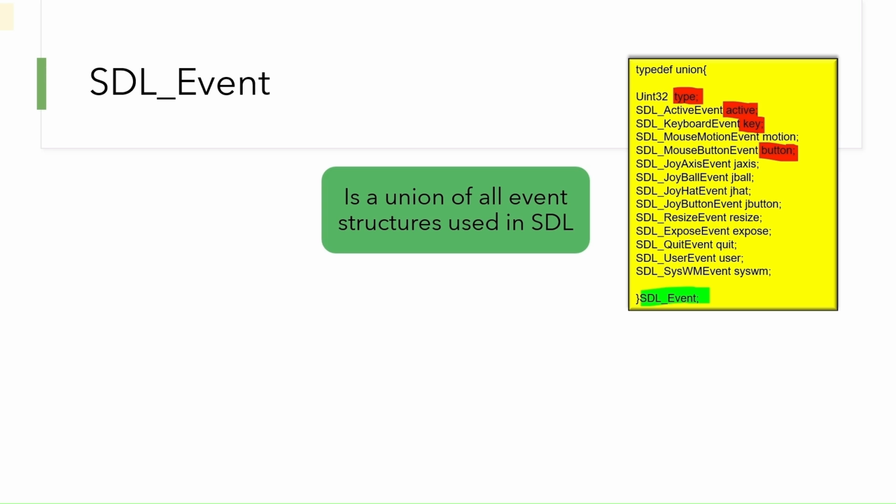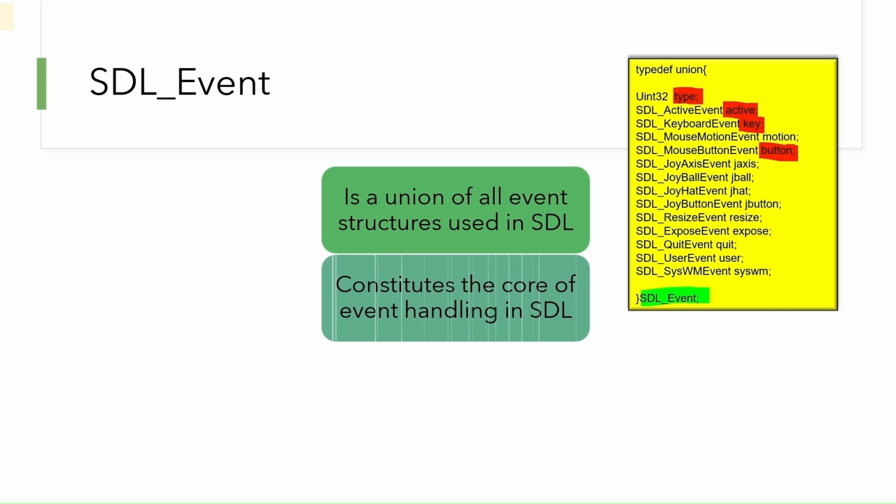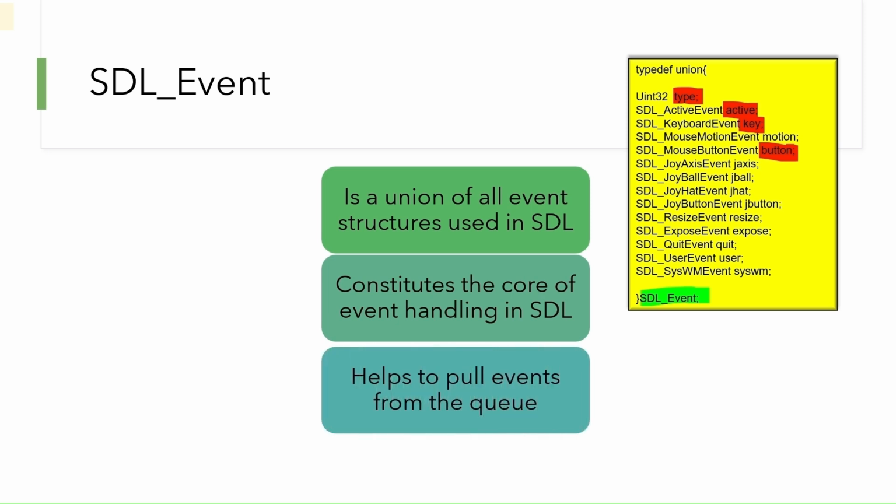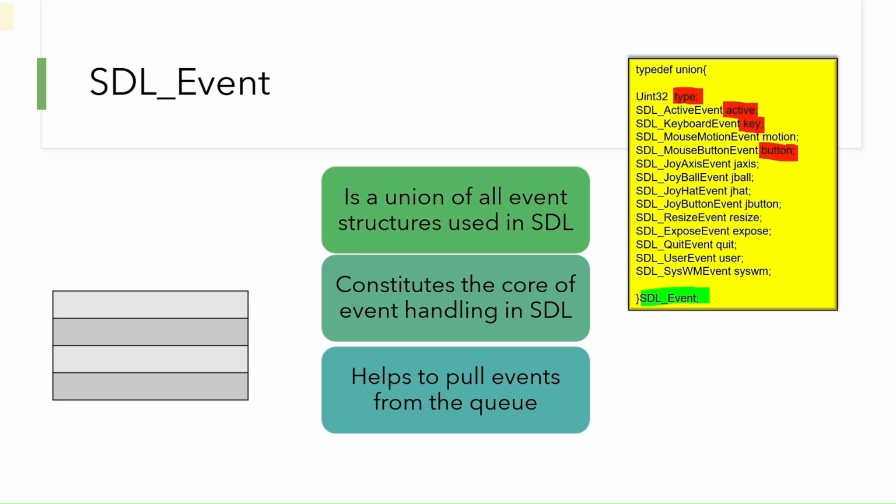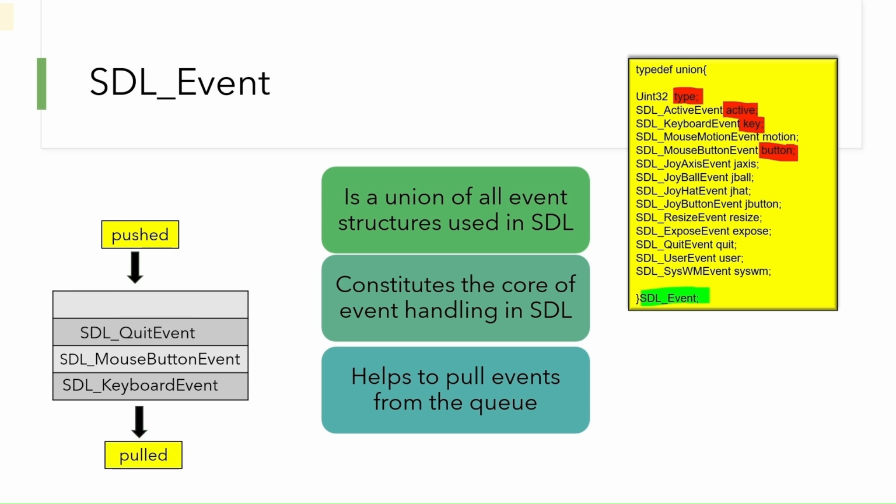Now, because SDL event encompasses all events defined in the library, it is considered to be the core of event handling in this SDL library. In fact, it is SDL event that allows for managing events in the queue. If you're wondering what the queue is, to put it simply, it's something like this. Events as they occur are pushed onto the queue like so, and then they are pulled from the front of the queue one by one until there are no more events in the queue. But how does this work internally?